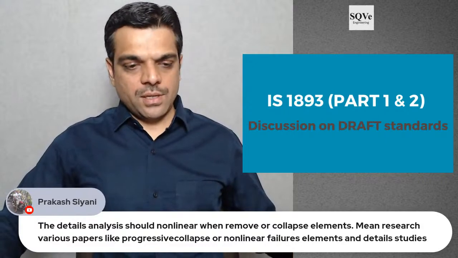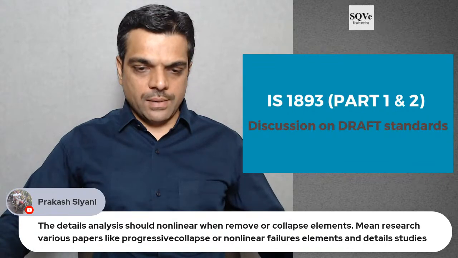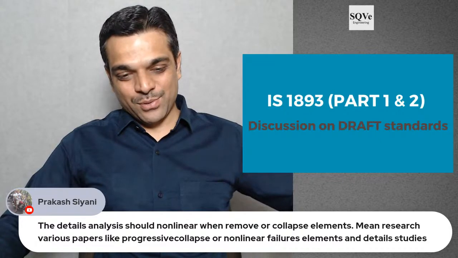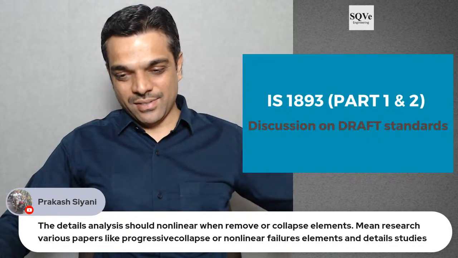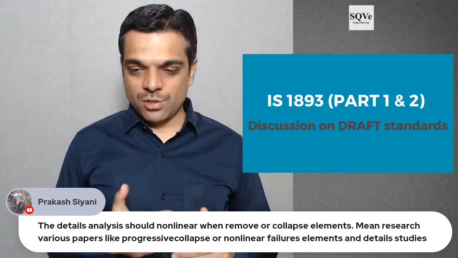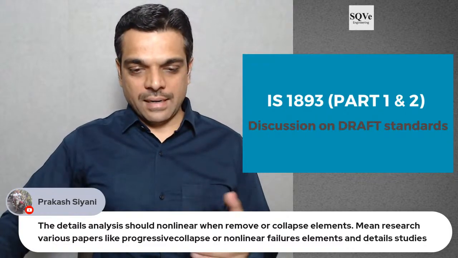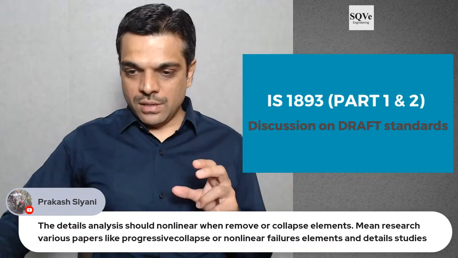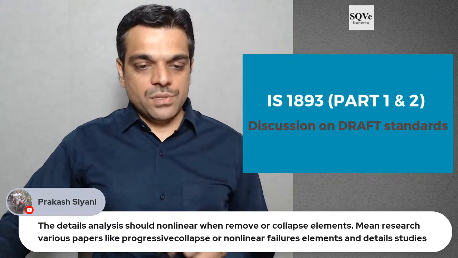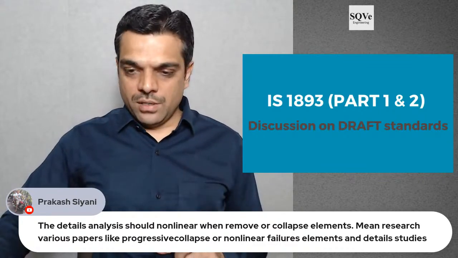Yes, Prakash is telling the detailed analysis should be nonlinear when removing or collapsing elements, meaning research on various papers like progressive collapse or nonlinear failure of elements and detailed studies. Absolutely right. As it is mentioned in this document, each project could become a research project because it is required to perform nonlinear analysis. Now, I couldn't get a very clear understanding of in which cases it is compulsory to perform such kind of nonlinear analysis. I think that should be elaborated in this document.